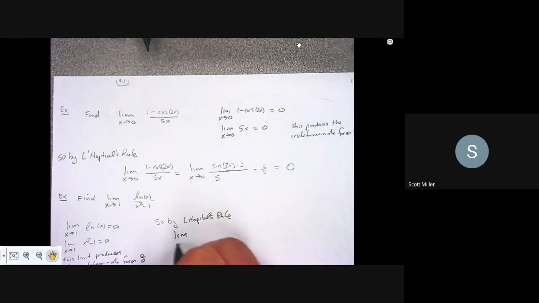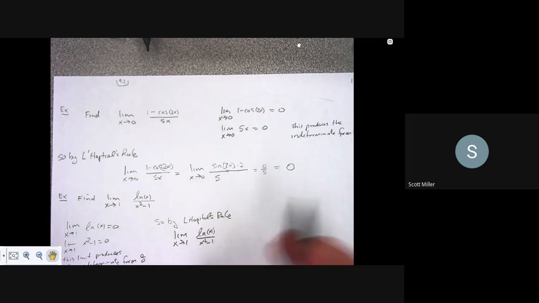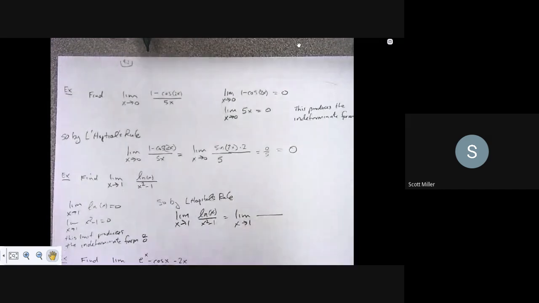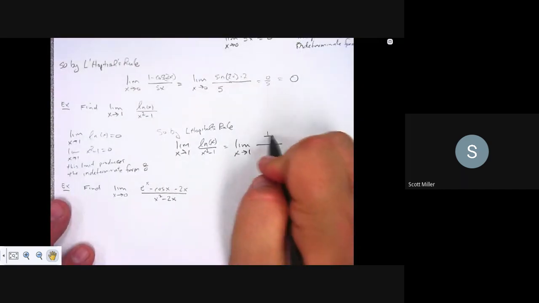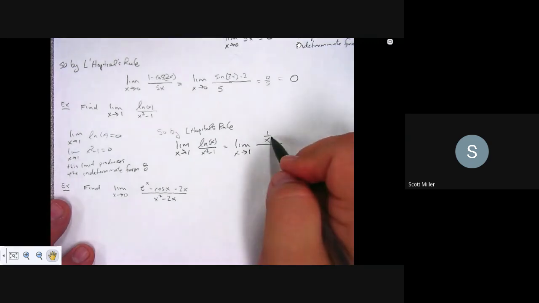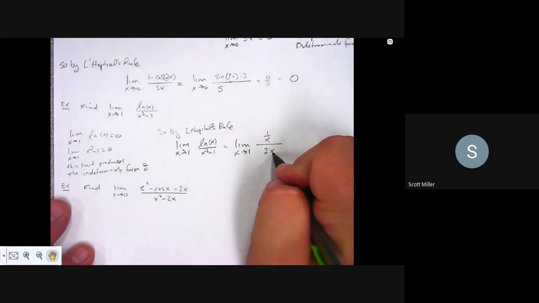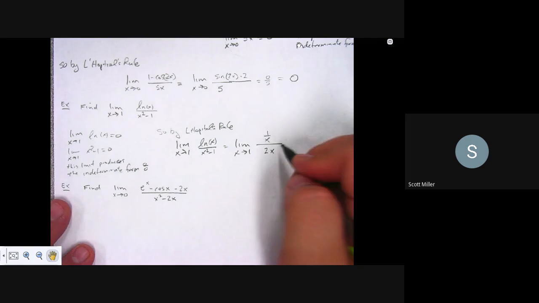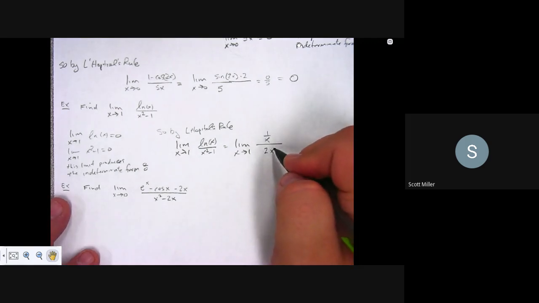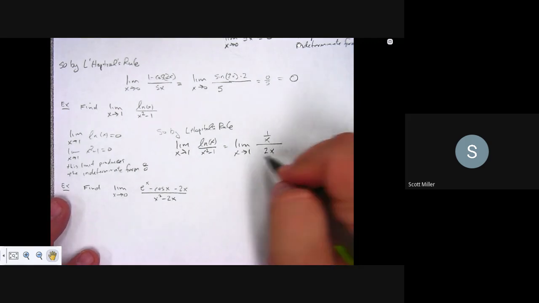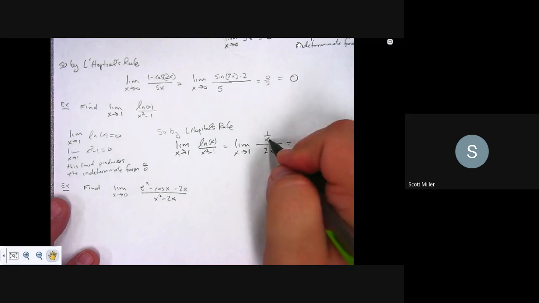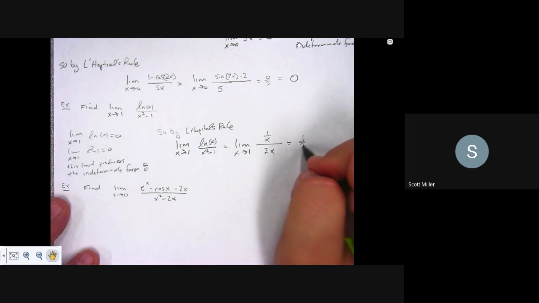the limit as x approaches 1 of this function equals the limit as x approaches 1 of, now we take the derivative of the top. The derivative of the top is 1 over x, okay, u prime over u. The derivative of the bottom is 2x, okay? And we work this out. You know, you can simplify and all that kind of stuff right here. And as I plug in 1, I get 1 on top, 2 on the bottom. Right, plug in 1, that's a 1. Plug in 1 here, that's a 2. I get the answer 1/2.